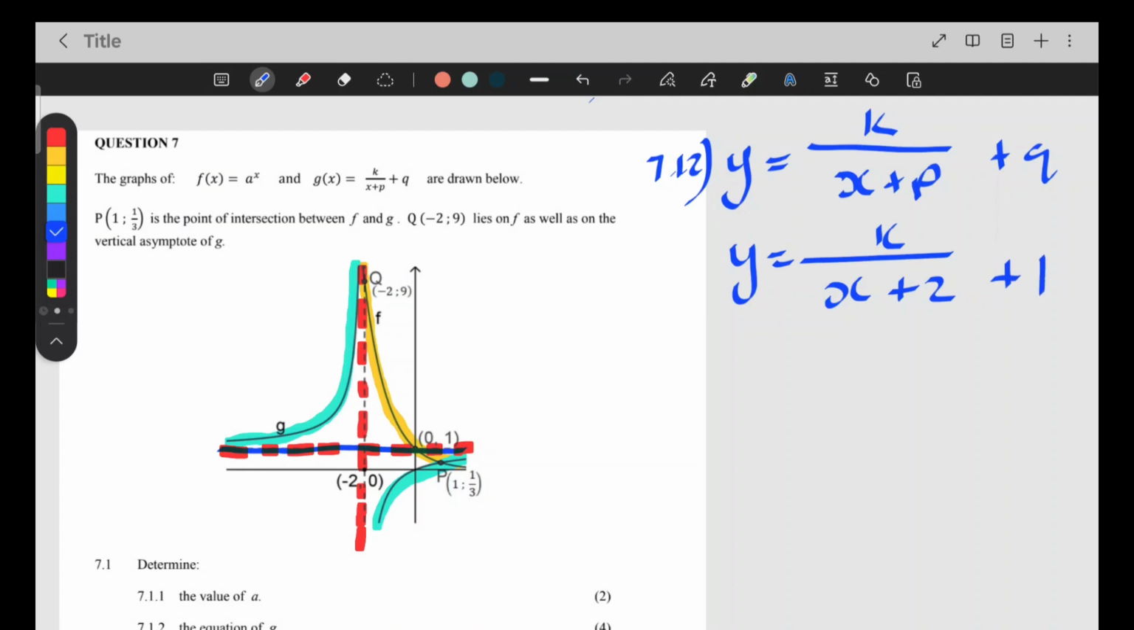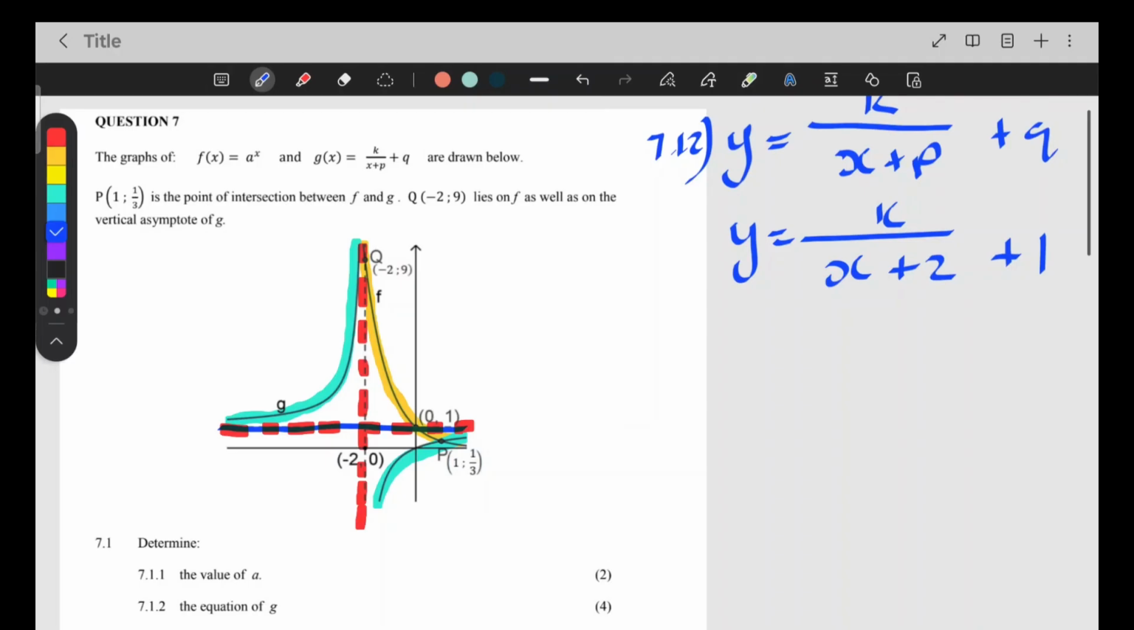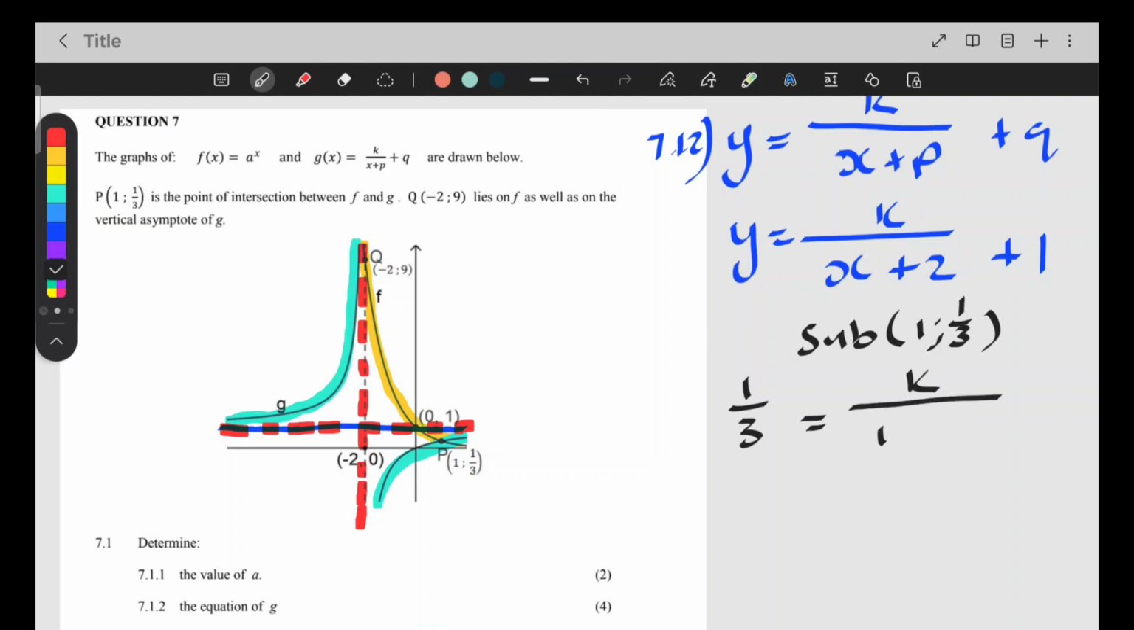So that's the first thing you do. Then you sub in a point on the hyperbola. So let's look. What point is on the hyperbola? This p is on the hyperbola. Oh, look here. The hyperbola also goes through the origin. So 0 and 0 is also on the hyperbola. So we can decide which one we want to sub. Let's do 1 and a third. So y is a third. K over, and then x is 1 plus 2, plus 1.